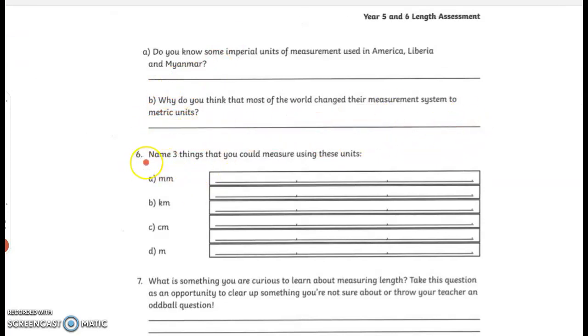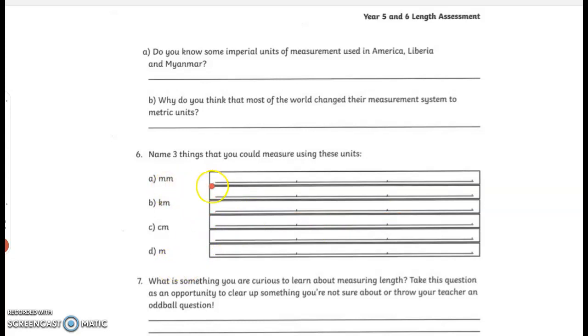Alright, number 6. Name 3 things that you could measure using these units. Millimeters. Go and measure your pencil. Measure your book. Measure the table in your dining room. Measure the door, to get your millimeters and centimeters. For meters, maybe measure your door. And for kilometers, measure from your house to the end of the street. Be careful though, you're not allowed to leave, so maybe just your driveway. You can't really do the kilometers one, really.